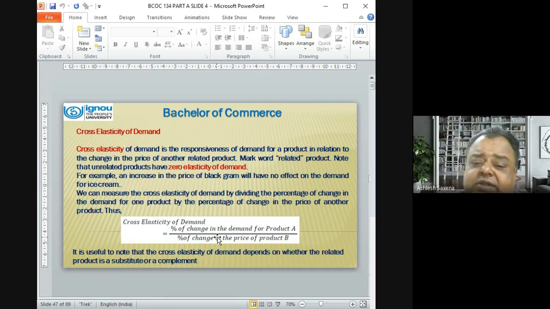We can measure the cross elasticity of demand by dividing the percentage of change in the demand for one product by the percentage of change in the price of the second. That means cross elasticity of demand is equal to percentage of change in the demand for product A to the percentage of change for the price of product B. That means this is a relation between demand and price. It is useful to note that the cross elasticity of demand depends on whether the related product is a substitute or a complement.